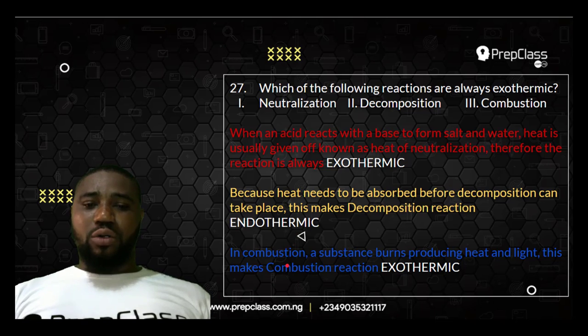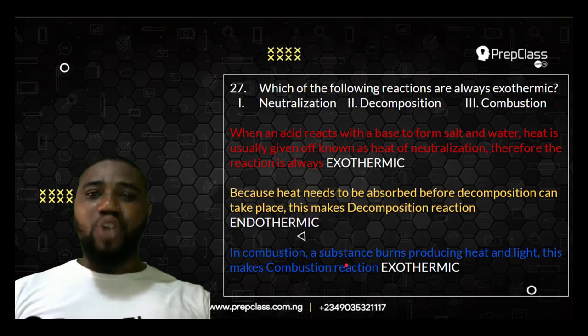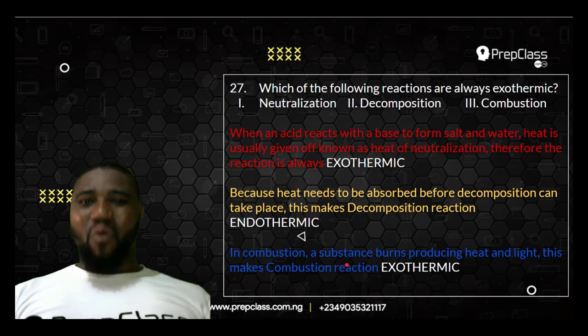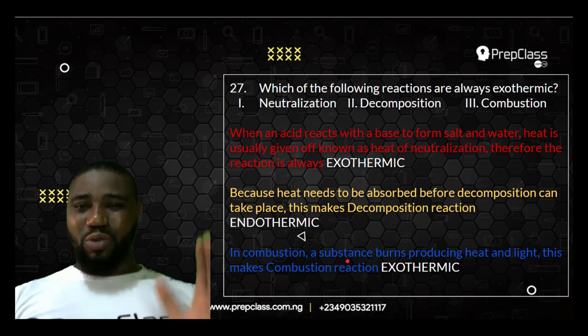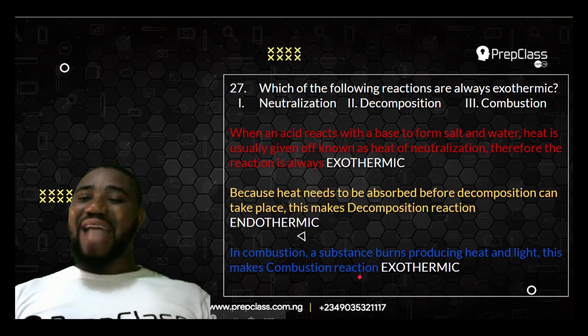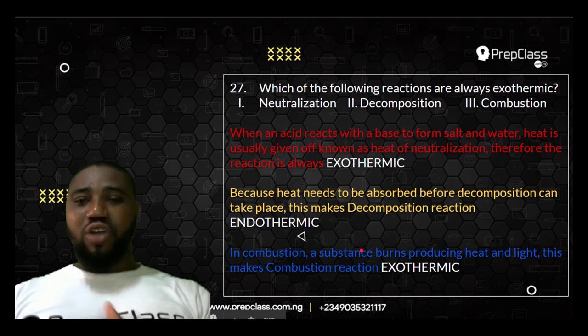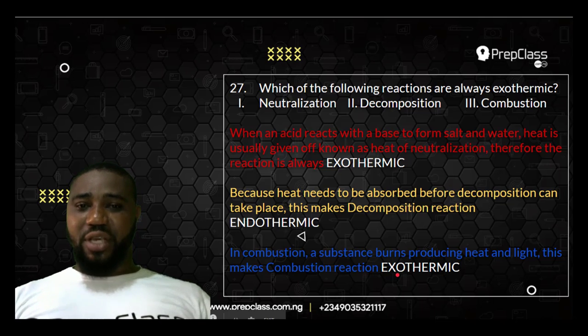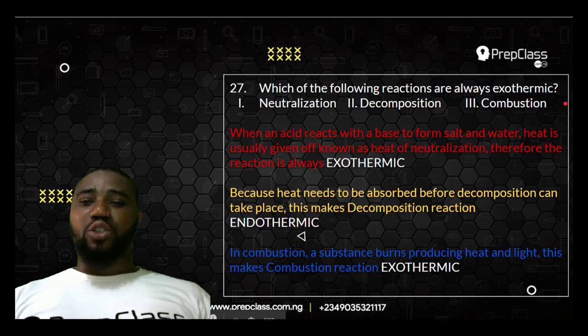Now look at the third one, combustion. Combustion simply means burning. Once a substance burns, of course you know that heat and light will be produced. That one is a must. There is no gray area. Once a compound combusts or burns, heat will be produced, light will be produced as fire, and it's hot. So because heat is given off to the surrounding, combustion reactions are always exothermic. So in between these three reactions, the ones that are always exothermic are neutralization reaction and combustion reaction.